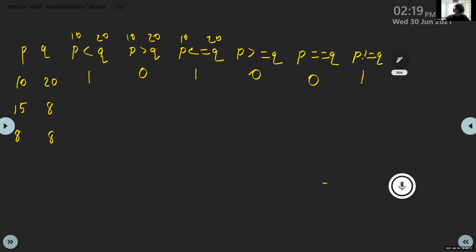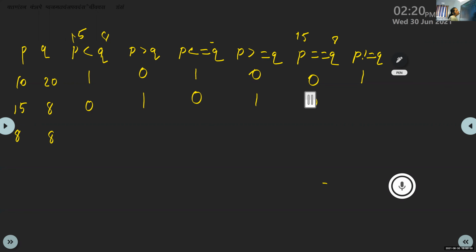Ma'am, P less than Q, that is 15 less than 8, false. Then 15 greater than 8, true. Correct. 15 less than or equal to 8, false. Correct. Then P greater than or equal to Q, true. 15 equal to 8, false, because 15 and 8 are not equal, so it is 0. Then P not equal to Q? True, 1. Aparna, next one.